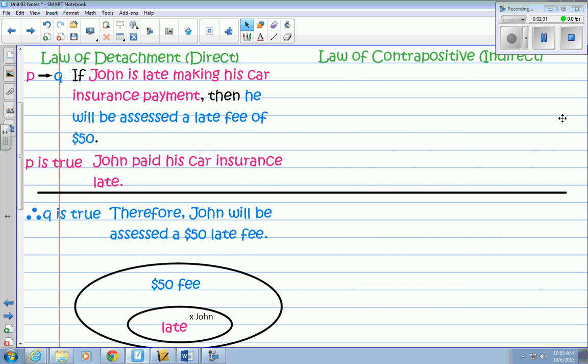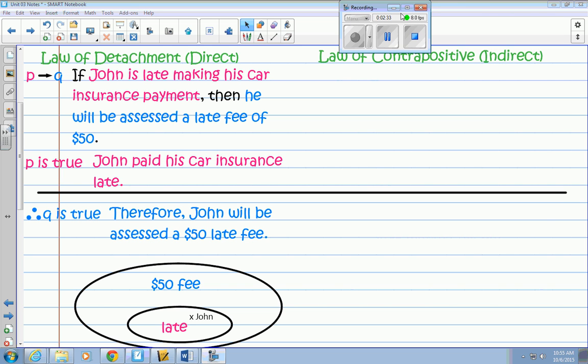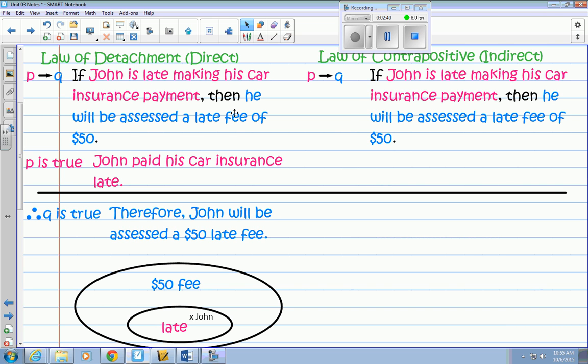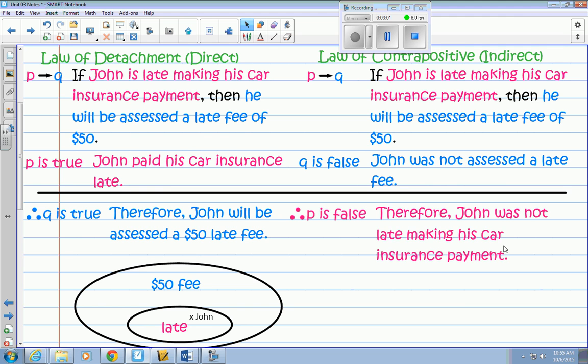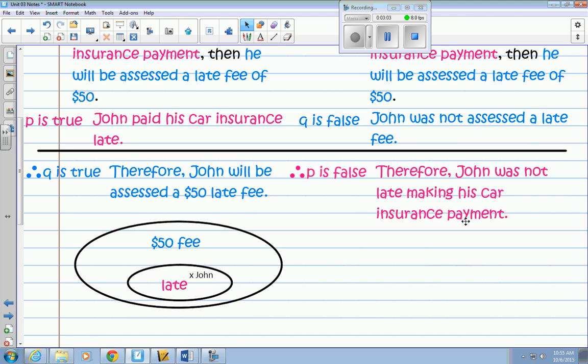The second type is the law of contrapositive. This is also known as indirect reasoning, and it starts exactly the same. We're starting with a rule. We have the same rule, so you can kind of see the similarities here. But the second part of the statement where it differs is that now Q is false, or our conclusion is false. So John was not assessed a late fee. Since John was not assessed a late fee, that only happens if he's late making his car payment. So John was not late making his car payment because he was not assessed the late fee.